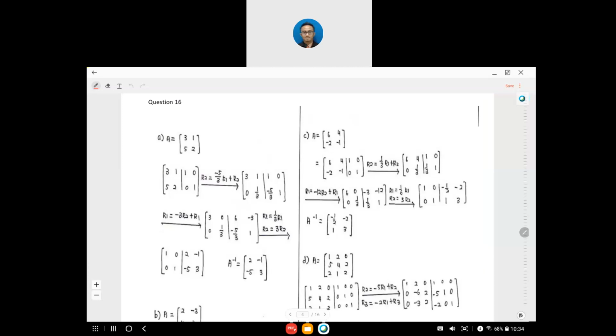Okay, next, look at question number 16. The question asks you, by using the elementary row operation method, find the inverse of the following matrices. So again, if you want to use ERO, elementary row operation, and it involves two operations, for example, you want to change row 1, maybe you want to use row 2 plus row 1.